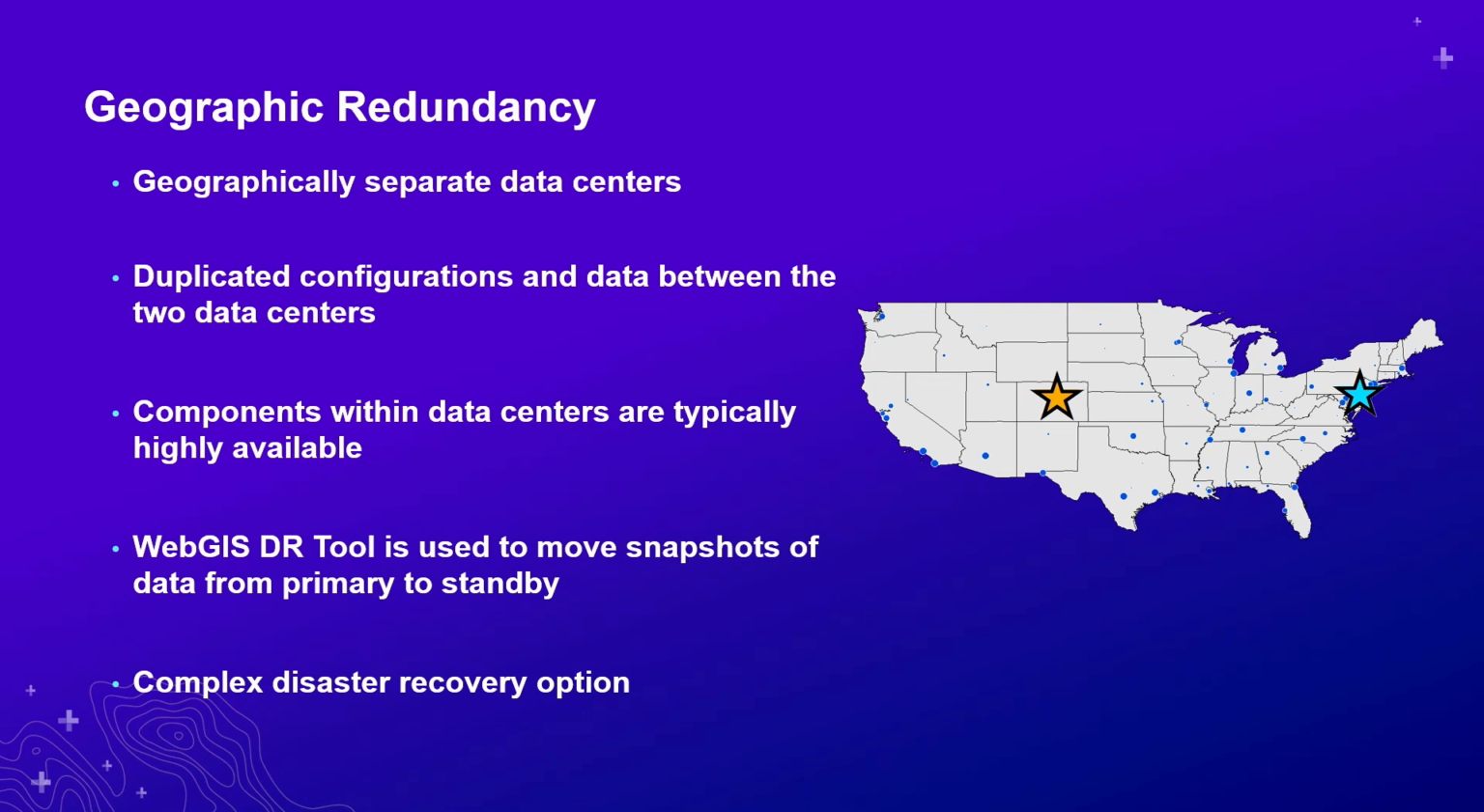The DR tool can be used to move snapshots of data from primary to standby. And this is often one of the more complex disaster recovery options. This is due to the requirements for the number of machines and architecture, and also making sure that you have a scheduled task that can move backups from primary over to standby on a regular basis.